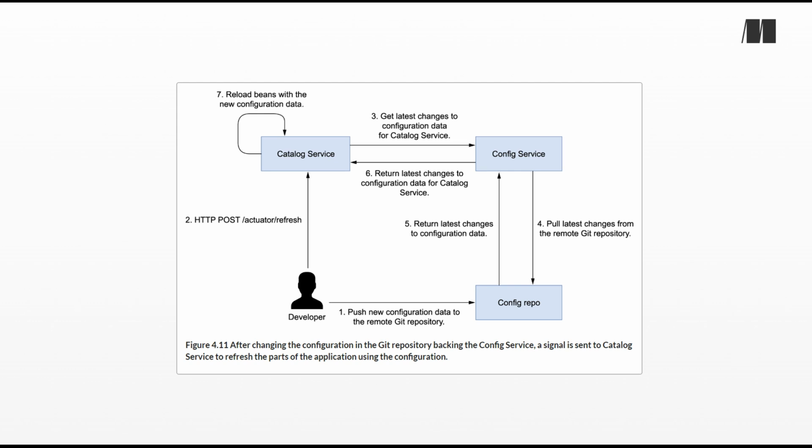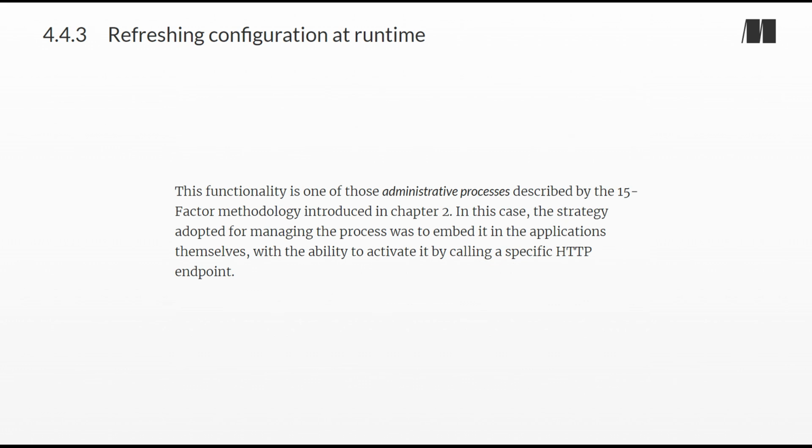Figure 4.11. After changing the configuration in the Git repository backing the config service, a signal is sent to Catalog Service to refresh the parts of the application using the configuration. This functionality is one of those administrative processes described by the 15-factor methodology introduced in Chapter 2. In this case, the strategy adopted for managing the process was to embed it in the applications themselves, with the ability to activate it by calling a specific HTTP endpoint.